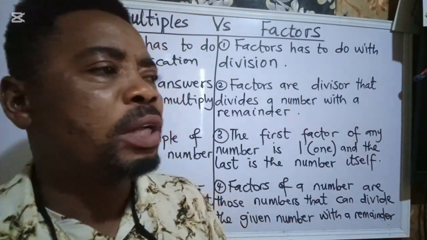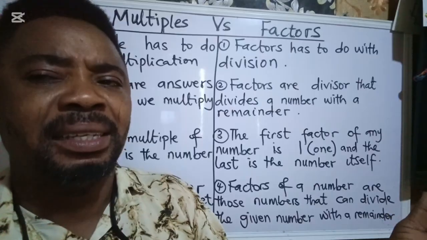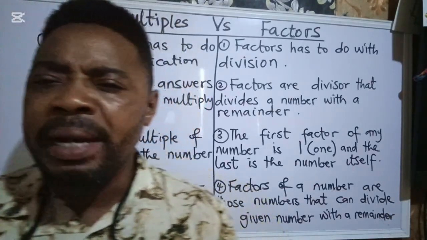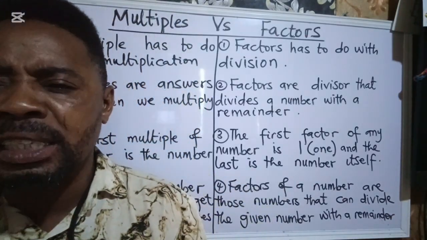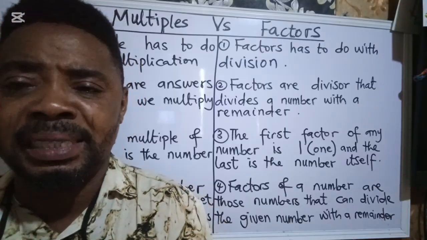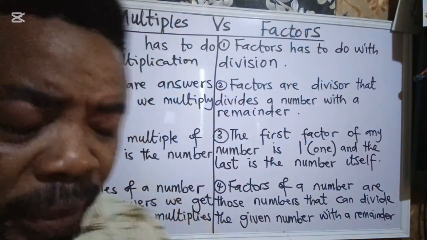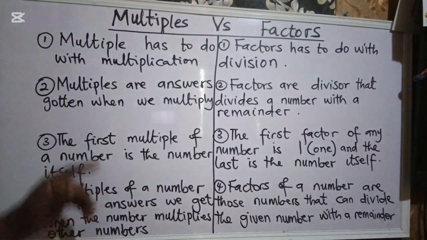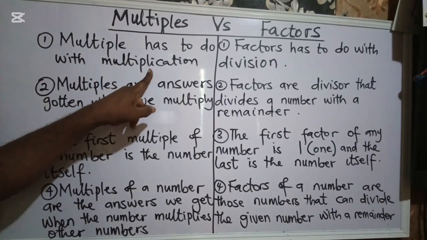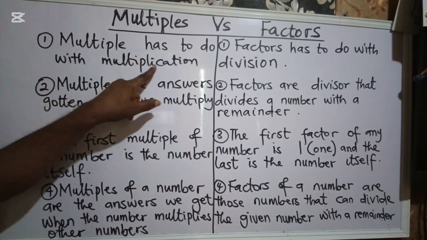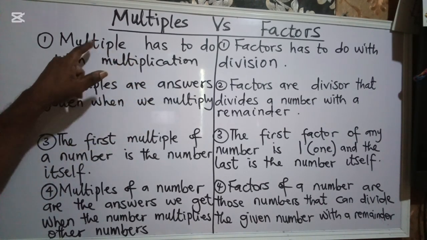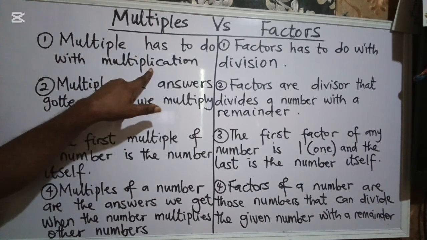6? We need to know that we need to be multiplying 6. When they say, what are the multiples of 6? We need to be multiplying 6. So a multiple has to do with multiplication, strictly multiplication.